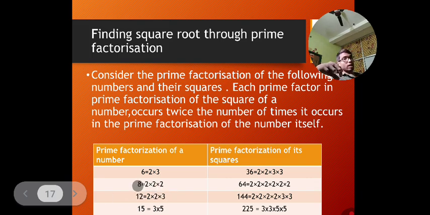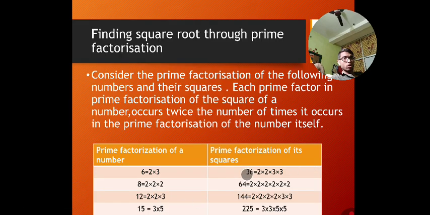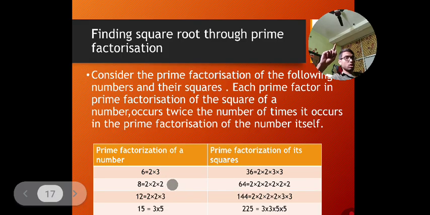Here you are calculating the LCM of a number. So the prime factorization of a number would be like that. The prime factorization of its square would be like that. Here you can observe, you are getting 2 one time, 3 two times; here 2 three times; here 2 two times and 3 one time.